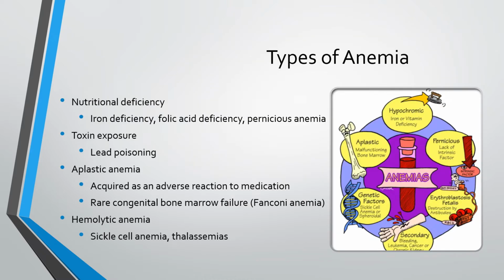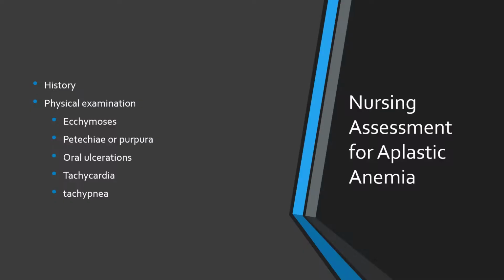Aplastic anemia includes acquired, as an adverse reaction to medication, and a rare congenital bone marrow failure, that is Fanconi anemia. So I'm just going to quickly go over aplastic anemia. When we think about the history as we look at the assessment, we need to look at exposures to myelosuppressive medications or maybe radiation therapy. We talked back in week 1 that we don't like to put a lot of our patients through x-ray because of that radiation, especially at those younger ages. And this could be a main reason why.